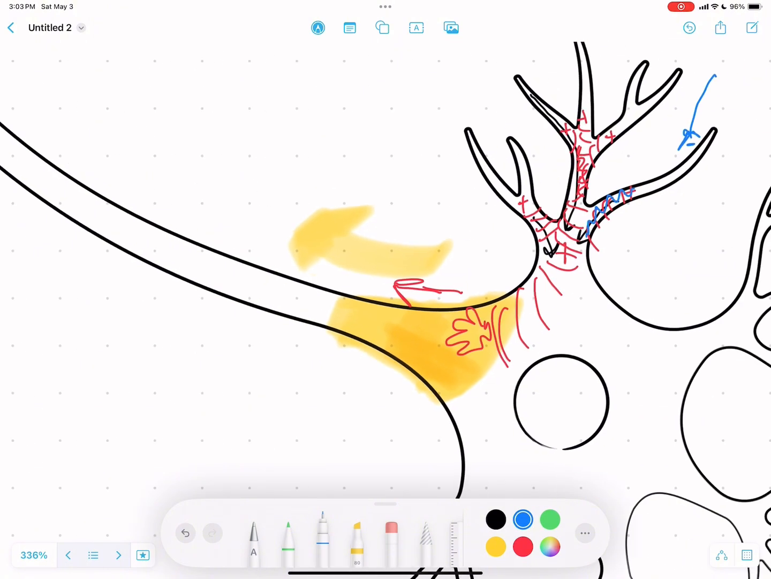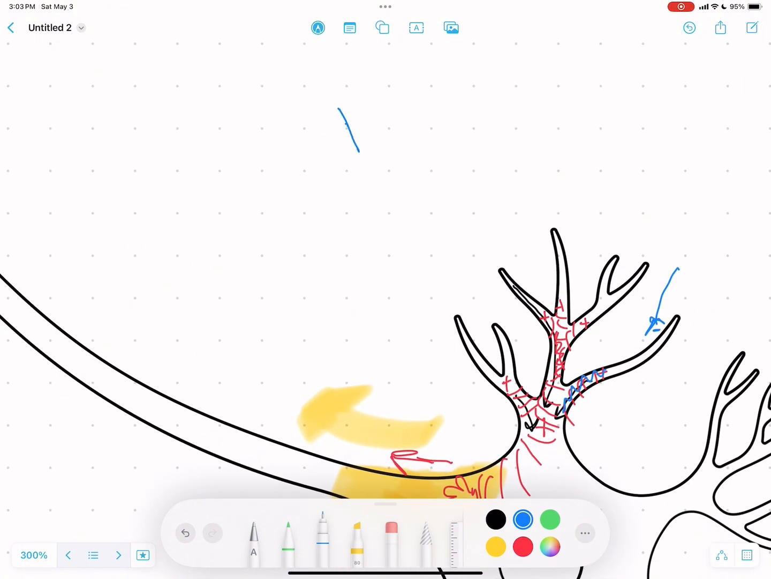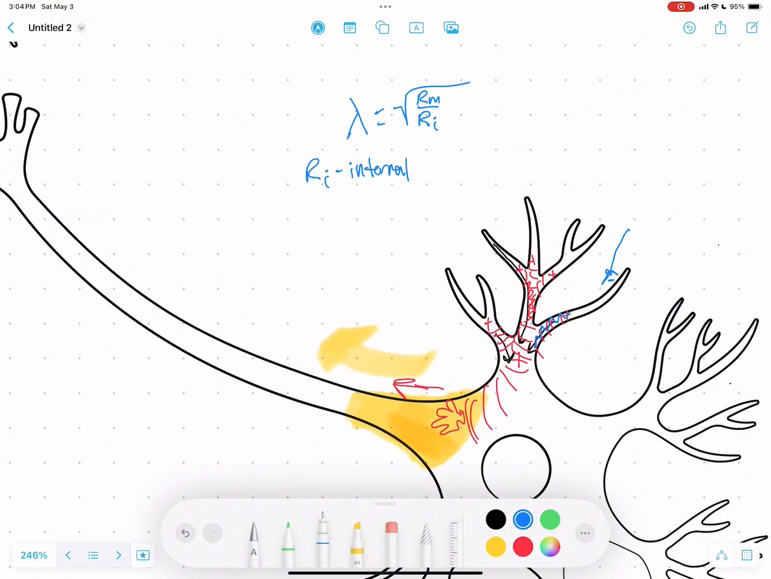And so we have what is referred to as the length constant, which is shown as lambda. And so lambda equals the square root of Rm over Ri. Ri is internal resistance, which exists in pretty much all electrical systems, and it is the natural resistance of whatever material you're trying to send an electrical signal down.